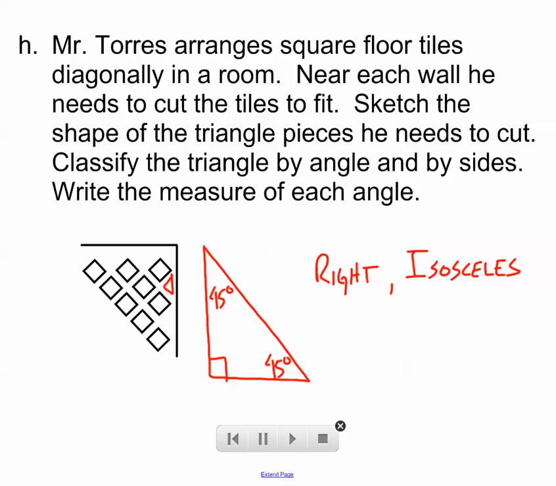That's all I've got for you today on triangles. There's a lot more we can do with triangles, especially right triangles like this one, but we'll deal with that in another lesson.